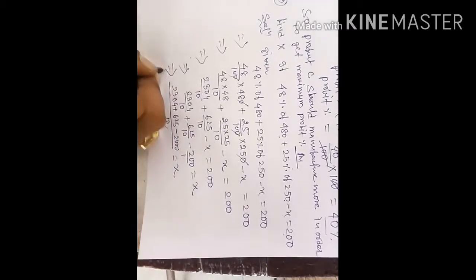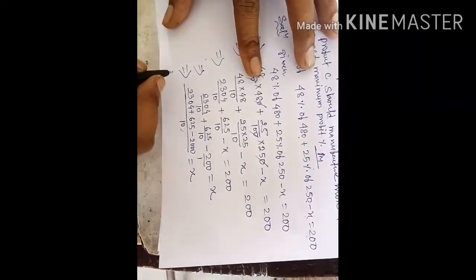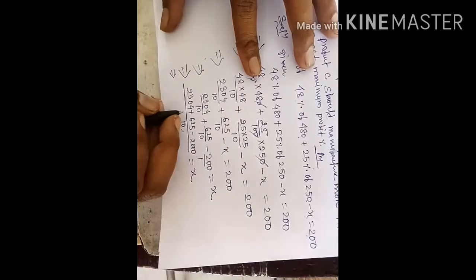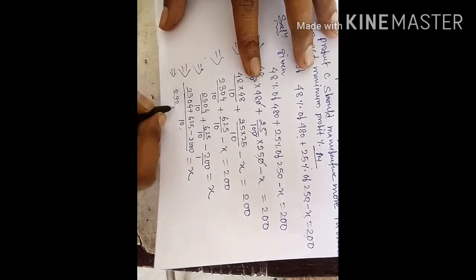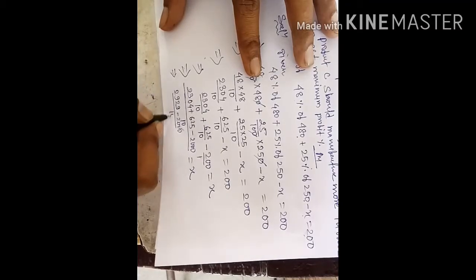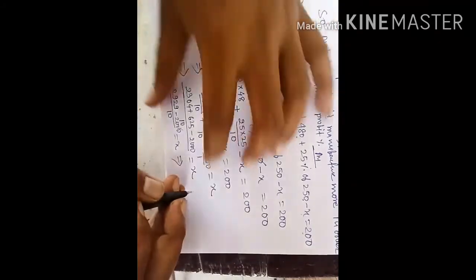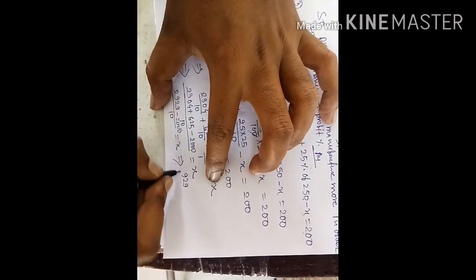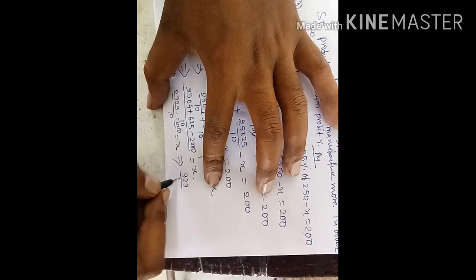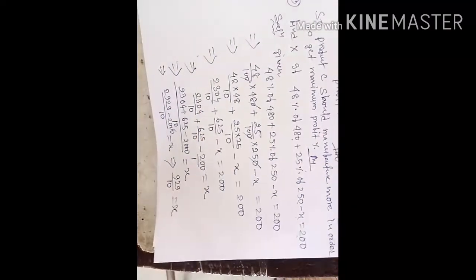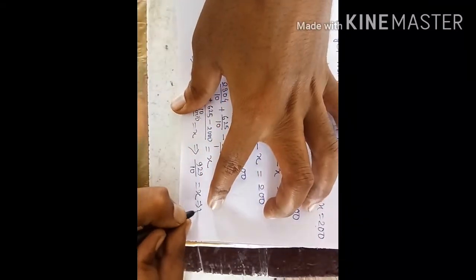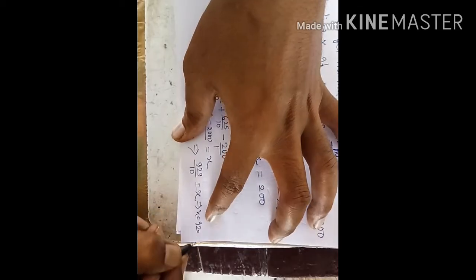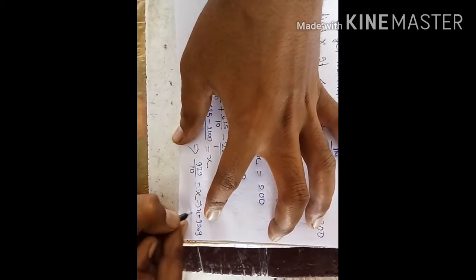equal to x. Subtract, and what do we get? 2304 plus 625 is 2929, minus 2000 by 10 is equal to x. It means 929 by 10 is equal to x. So you get x is equal to 92.9. This is the answer.